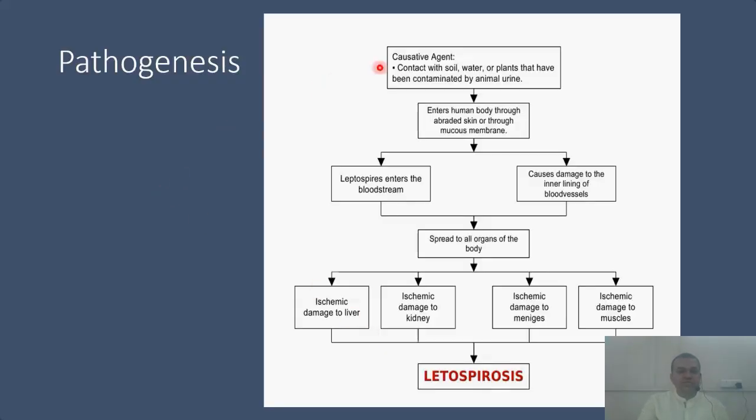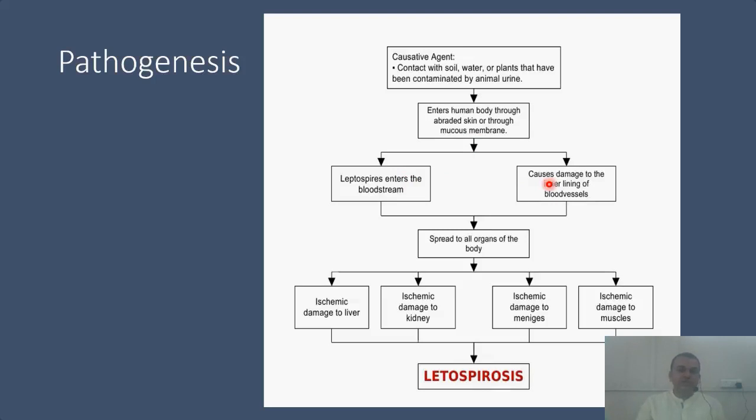Then the pathogenesis. The agent comes in contact with this contaminated water and soil, and if there is abraded skin, the leptospira will enter through that abraded skin or through the mucous membrane. They will first go into the bloodstream. So the first phase is the septicemic phase, where the leptospira enters the bloodstream and reaches the different organs in our body.